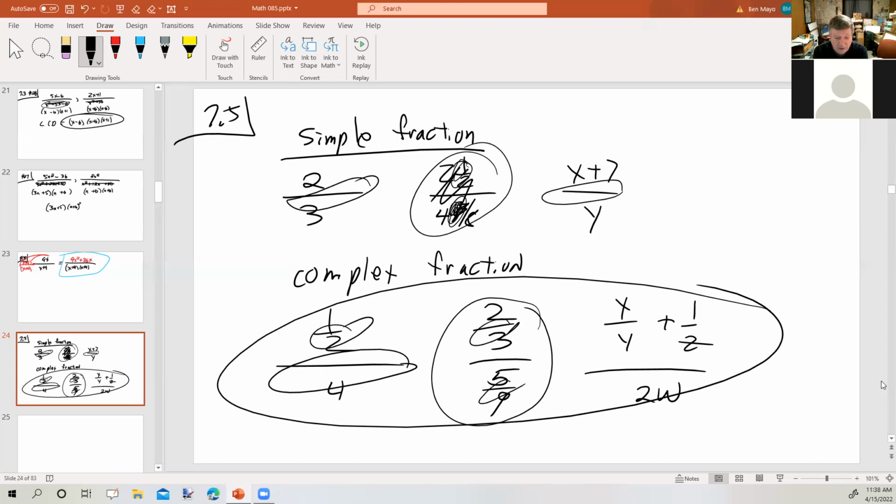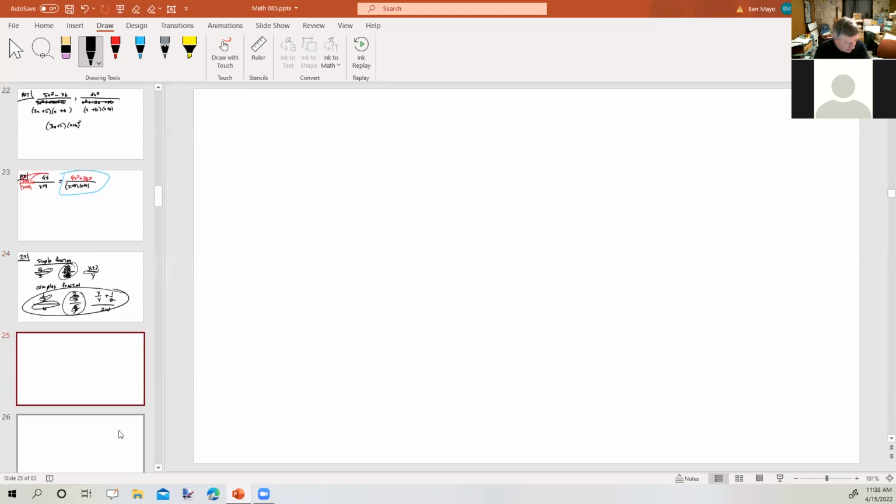What we're going to do is take complex fractions and turn them into simple fractions, and then if we can further reduce them, we will. We're going to start out with the easiest examples first. Let's say we've got 2/3 divided by 3/4. So we have a single fraction divided by a single fraction.